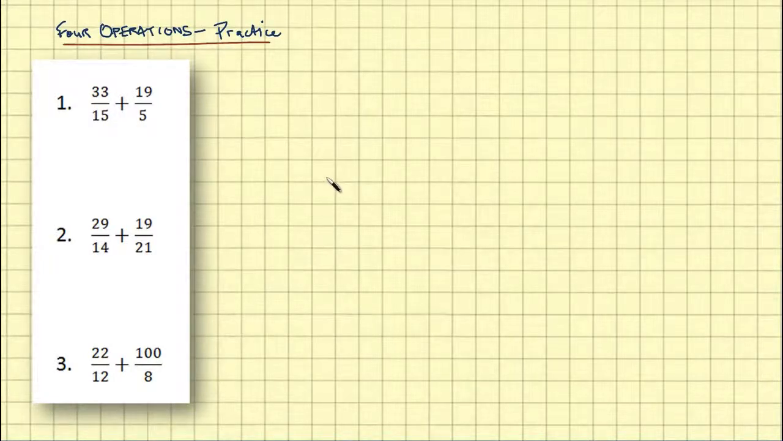Okay, let's start by writing down the problem. Well, let's read it first. So we've got 33 divided by 15 plus 19 divided by 5. Now, what we're trying to add together, we can't start straight away. We've got to change one of these because we can only add together things that are the same. And clearly we've got 15ths here and 5ths here.